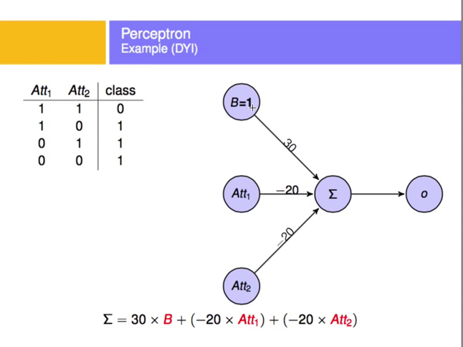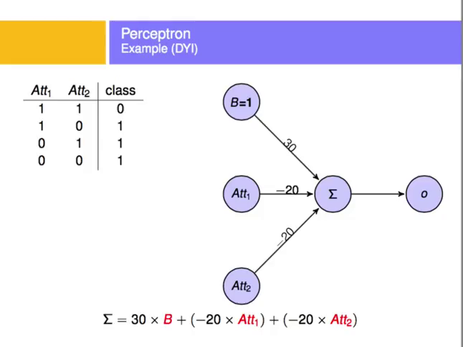And I'm going to look for weights that added together will give me a number of 0 or less than 0 if attribute 1 is a 1 and attribute 2 is a 1. Will give me a number greater than 0 if attribute 1 is a 1 and attribute 2 is a 0. Will give me a number greater than 0 if attribute 1 is a 0 and attribute 2 is a 1, and will give me a number greater than 1 if both attributes are 0. And I came up with these weights: 30, negative 20, and negative 20.